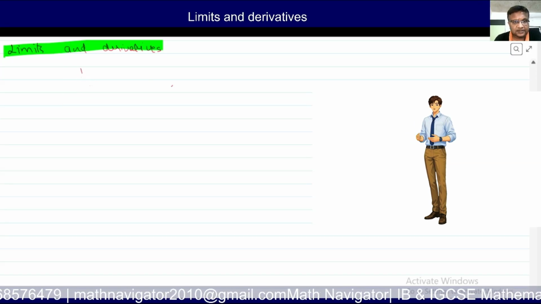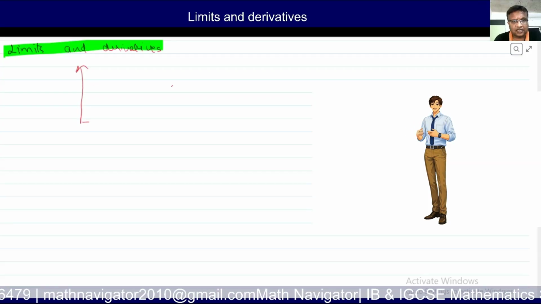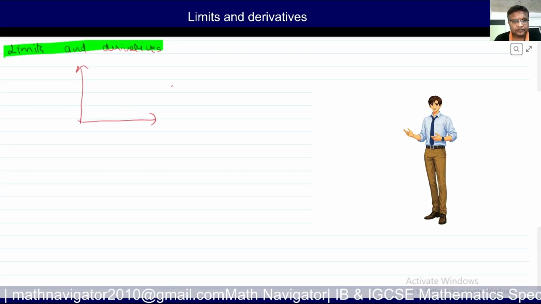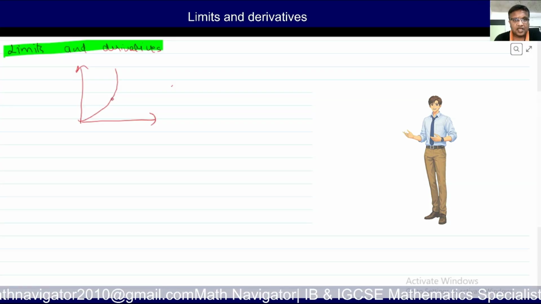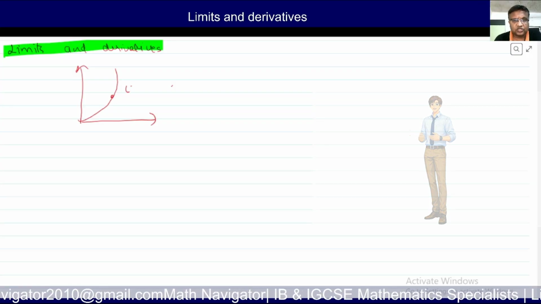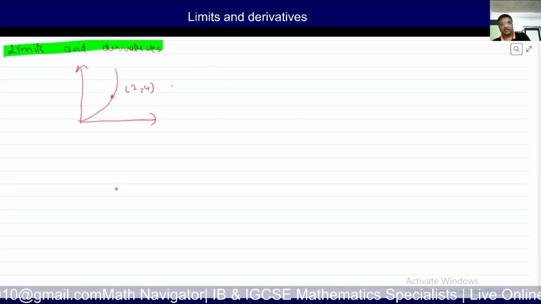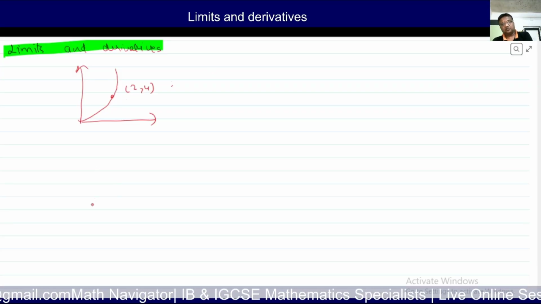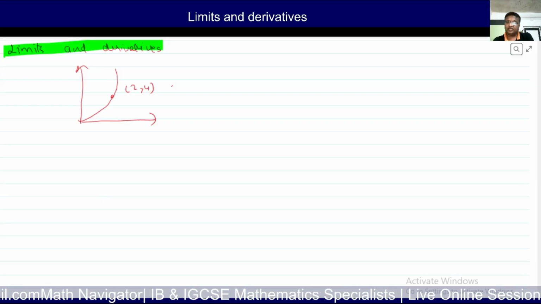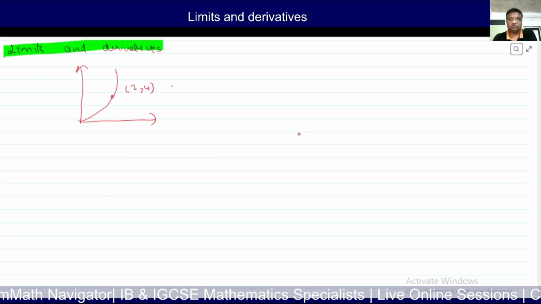Let's say this is the graph which I have, and this is (2, 4). This means when my x is 2, my y is 4, right? But what if I'm saying I'm very close to 2, but I'm not 2? We'll give you another example.